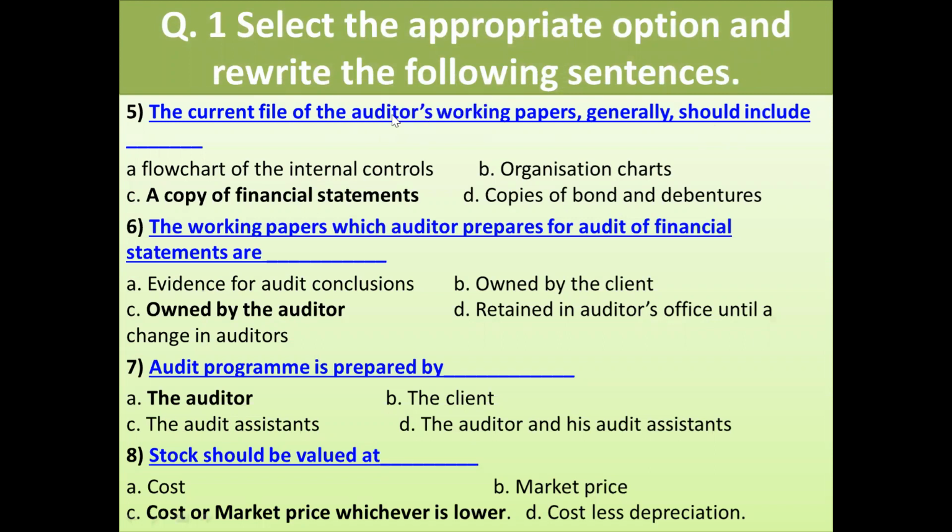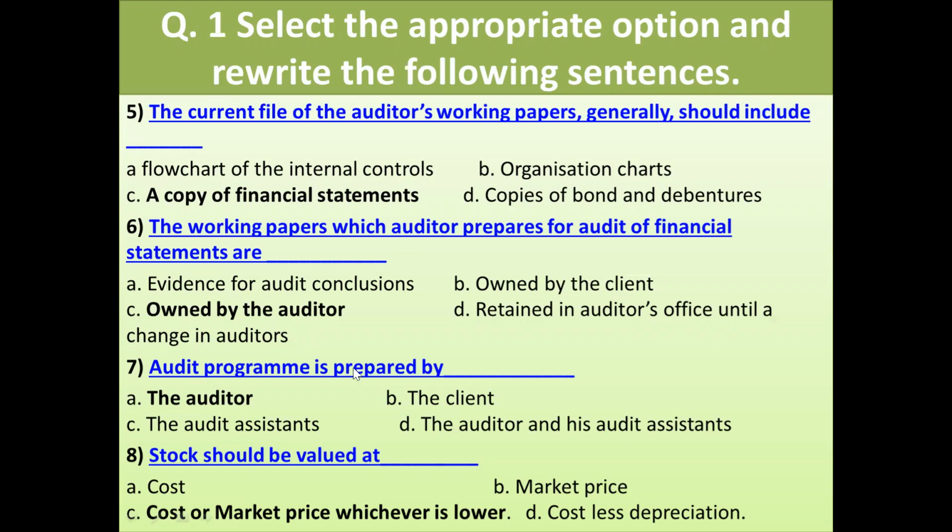You can see that the current file of the auditor as working paper generally should include a copy of the financial statement. This is the right answer. Working papers which the auditor prepares for the audit of financial statements are dash owned by the auditor.